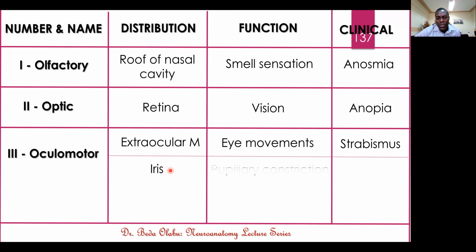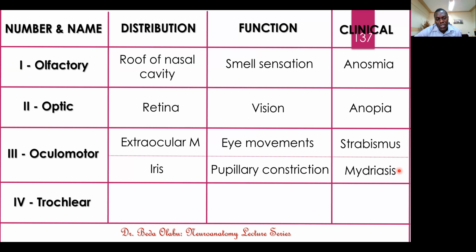Specifically, the oculomotor nerve causes the pupil to constrict. And so the oculomotor nerve is responsible for pupillary constriction. Therefore, if you injure the oculomotor nerve, the pupil will not be able to constrict. As a matter of fact, the pupil will be dilated, and a dilated pupil is termed mydriasis, loss of pupillary constriction, mydriasis.